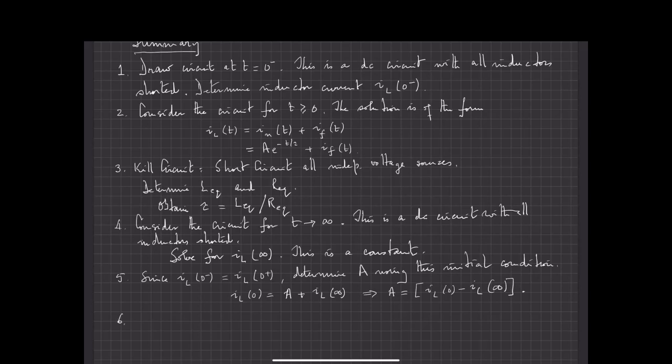Step 6. The solution is then IL of t equals A, which is IL at 0 minus IL at infinity, times e to the power of minus t over tau, plus IL at infinity. Okay.